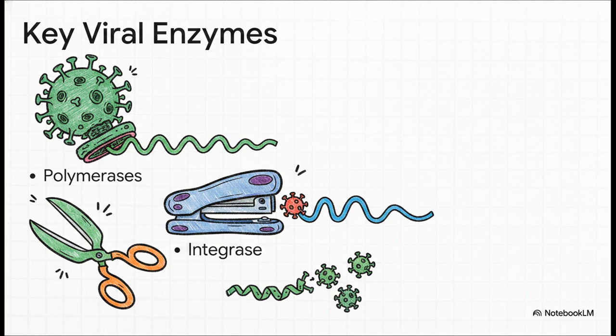Depending on the intruder's profile, they might pack a whole set of highly specialized lockpicks. You've got DNA polymerases to copy DNA, RNA-dependent RNA polymerases to copy RNA, integrase, which is basically a biological stapler used to insert viral DNA into the host genome, and proteases acting like molecular scissors to assemble everything perfectly during maturation. These enzymes are absolutely critical for bypassing the cell's natural defenses.